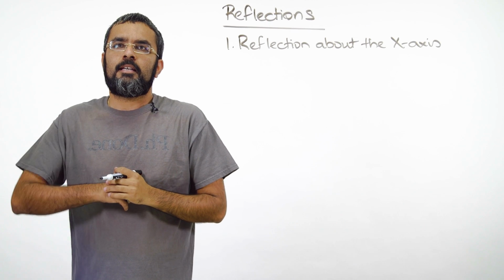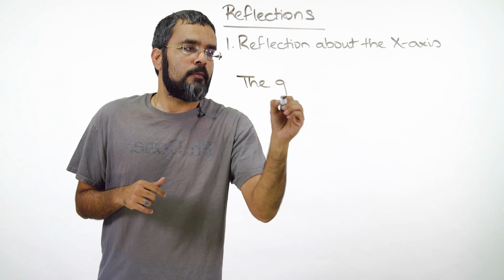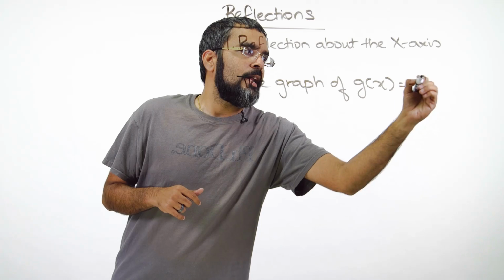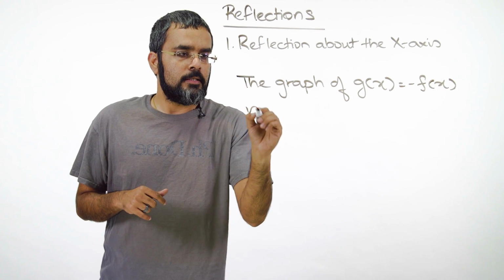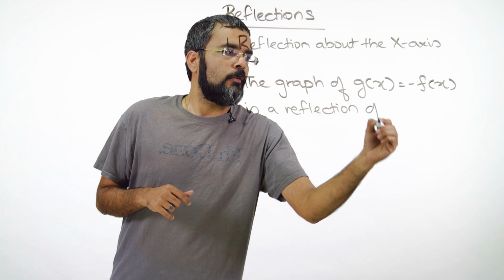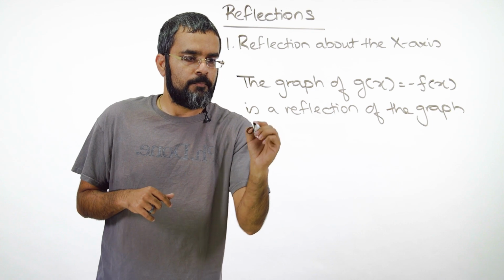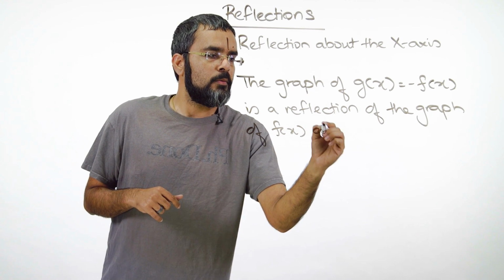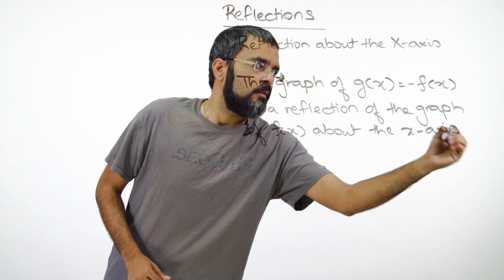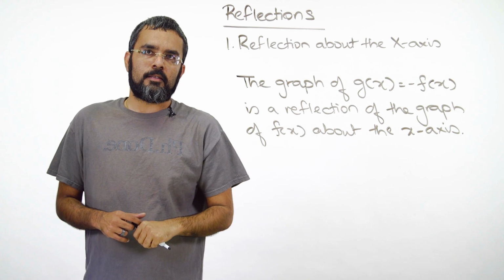So how do we detect reflections about the x-axis? So the graph of g(x) equals negative f(x) is a reflection of the graph of f(x) about the x-axis. Okay, so if you just make the function negative, then that function reflects over the x-axis.